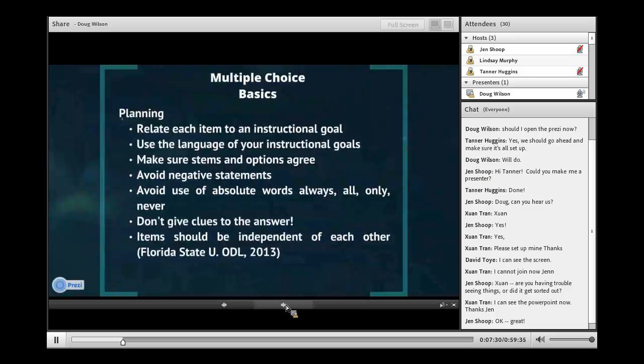Make sure stems and options agree, and I'm going to talk about stems in a little bit. Basically, that's the question of the multiple choice portion, and we'll talk about that in a bit.